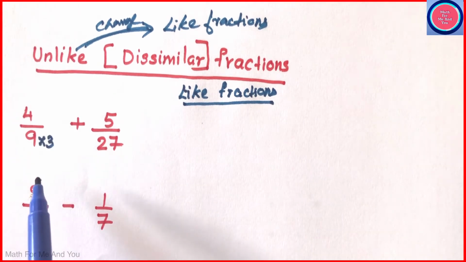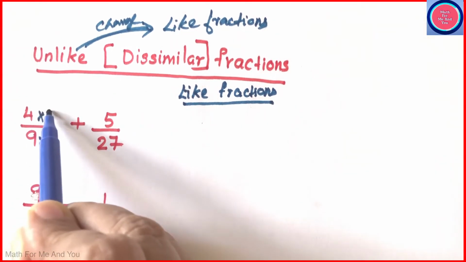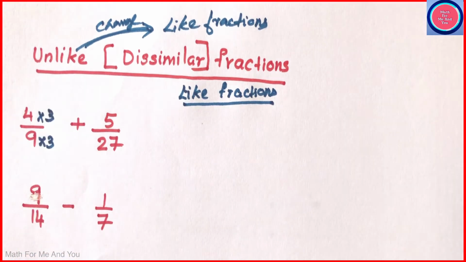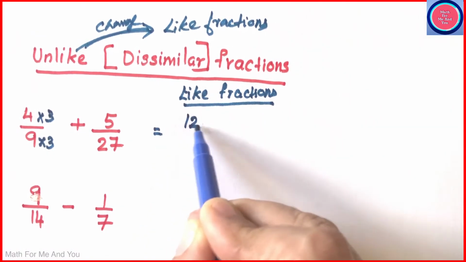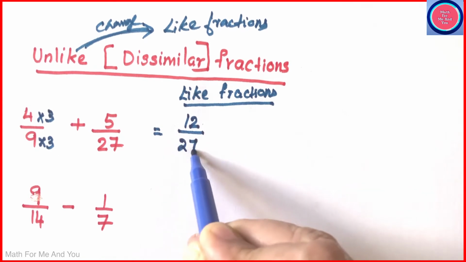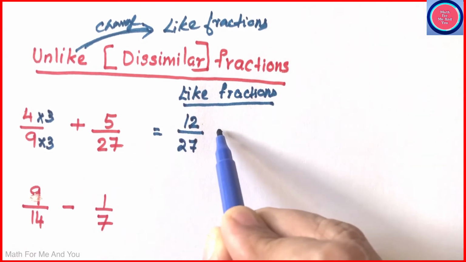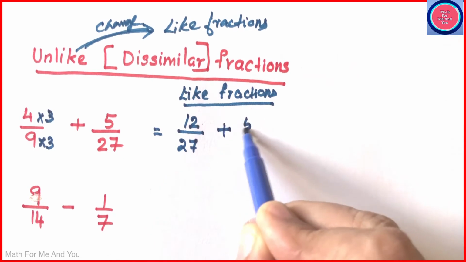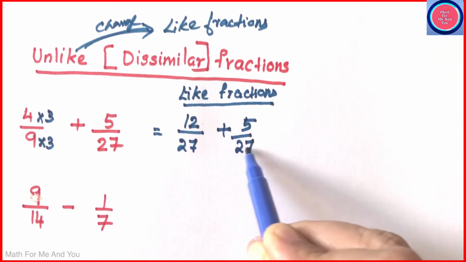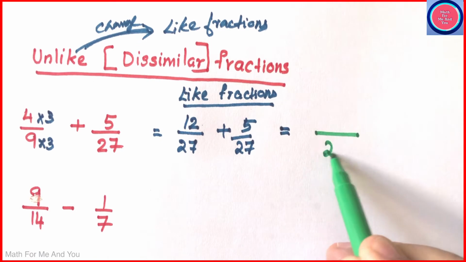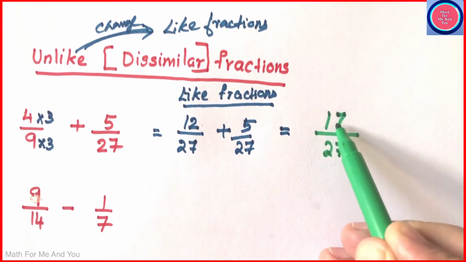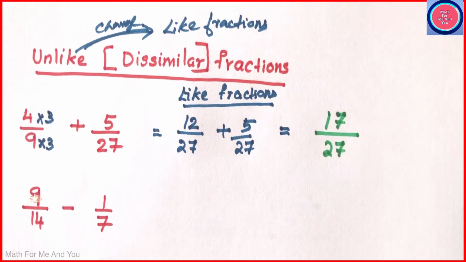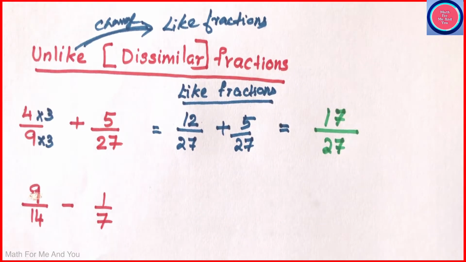Is it correct? Yes. So if we do anything on the denominator side, we have to do it on the numerator side for the same fraction. 4 multiplied with 3 also. Then the first fraction changes to 12 over 27. And the second fraction we write the same, 5 over 27. Now the fractions are like fractions with the same denominator. So we are going to do addition, the answer also with the same denominator 27. What about the numerator? 12 plus 5, it is 17. Finished. Second question, 9 over 14 minus 1 over 7.